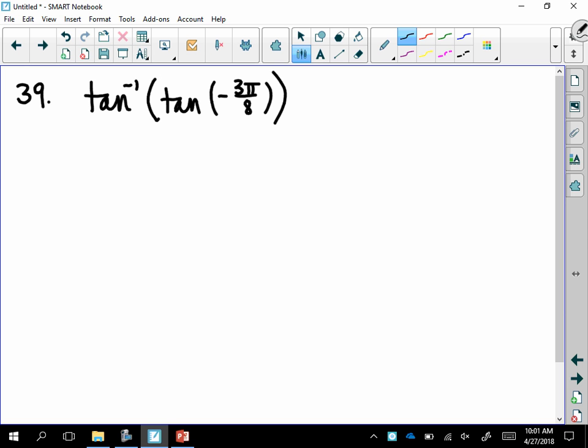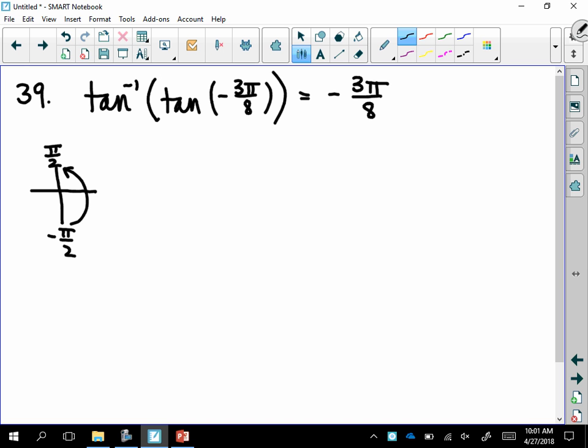All right, 39, we have the inverse tangent of the tangent of negative 3 pi over 8. And of course, our inclination is that those two things cancel each other out, and we're just left with negative 3 pi over 8. But we've got to check to make sure that we're in the right quadrants. So for inverse tangent, what quadrants do we have output values from? All right, first and fourth. So from negative pi over 2 to positive pi over 2. Is negative 3 pi over 8 within that?